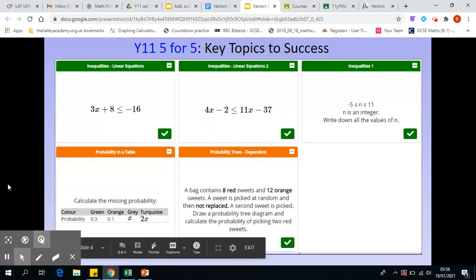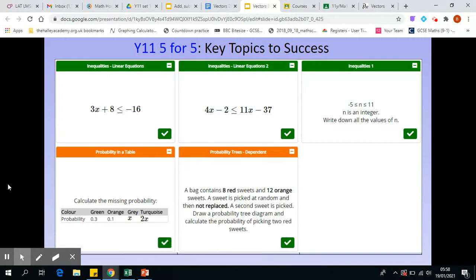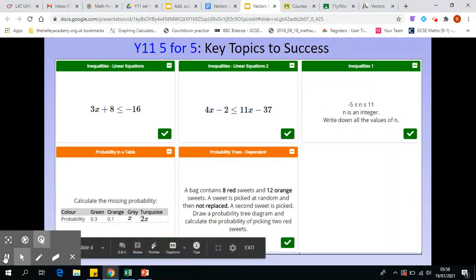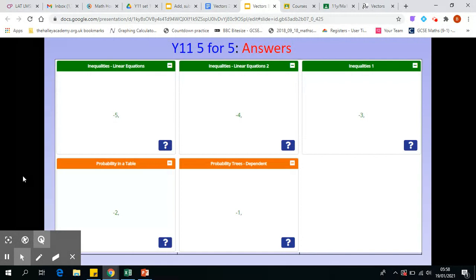Here is the 5 for 5 starter. Please press pause and attempt the question on a piece of paper or an exercise book. Once completed, press play to check your answers. Here are the answers.